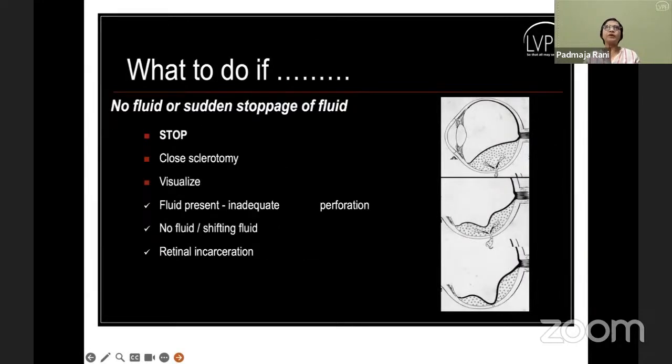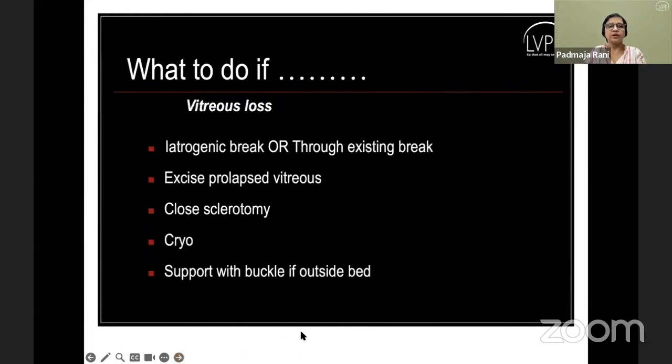So, for example, when you are draining and suddenly you see that there is no fluid, or a sudden stop of fluid, don't keep on poking, stop. Close the sclerotomy and visualize. If fluid is present but inadequate and the IOP is low, you can inject and then try. But it is very important not to go on poking.